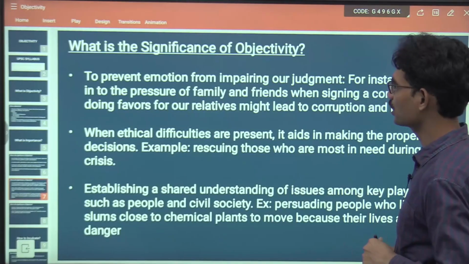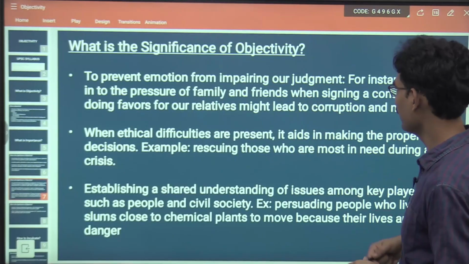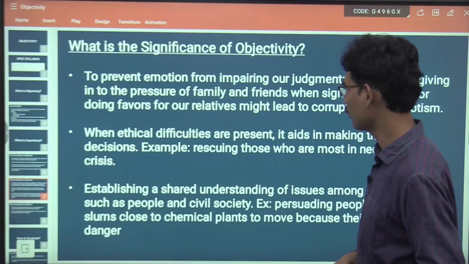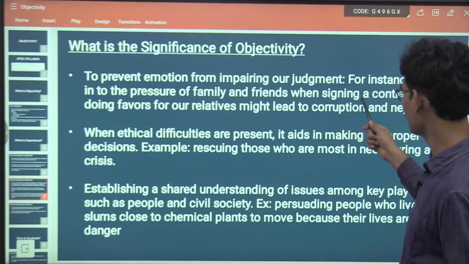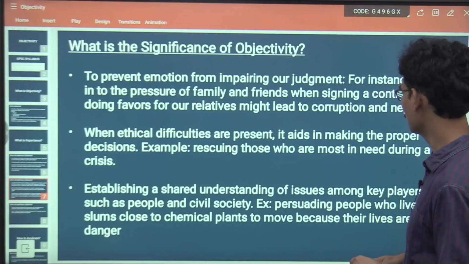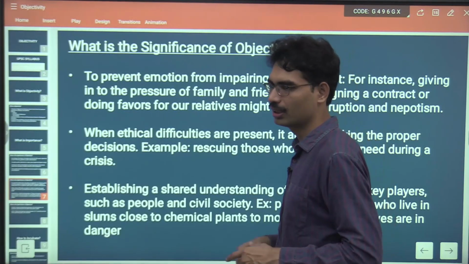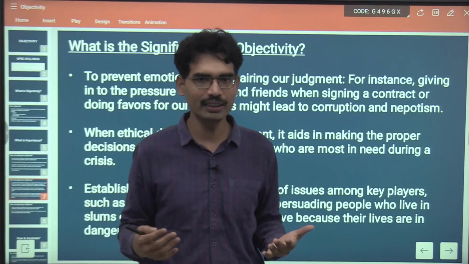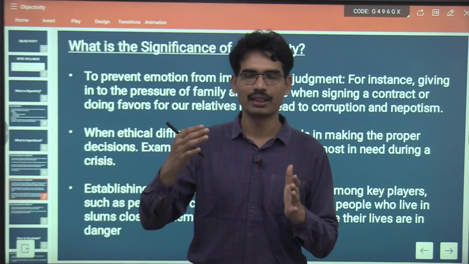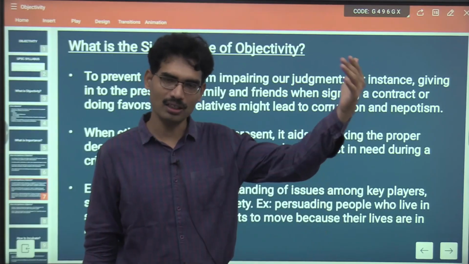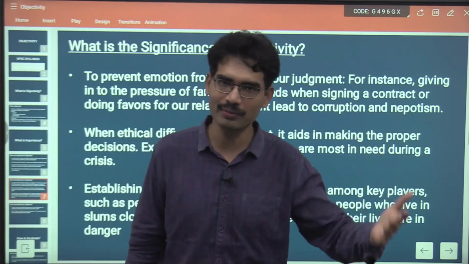Objectivity prevents emotions from impairing our judgment. For instance, giving in to pressure from family and friends when signing a contract, or doing favors for our relatives, might lead to corruption and nepotism. This is one of the major challenges India is facing, and not only India. Pakistan also faces the same problem, America also faces it, Russia also faces it, everywhere.